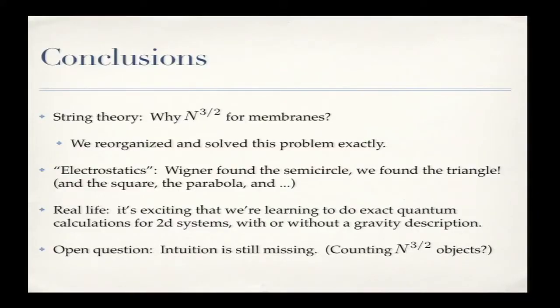And of course, I should end with an open question. The intuition behind this computation is still missing. The intuition would be counting n to the 3/2 objects, but I told you that there's no concept that describes n to the 3/2 objects, so this intuition might actually be missing.